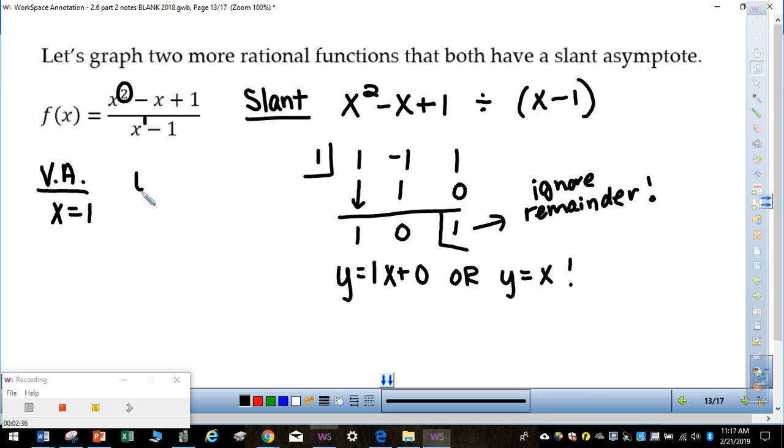Now, the process for getting the y-intercept is the same as what we did before.